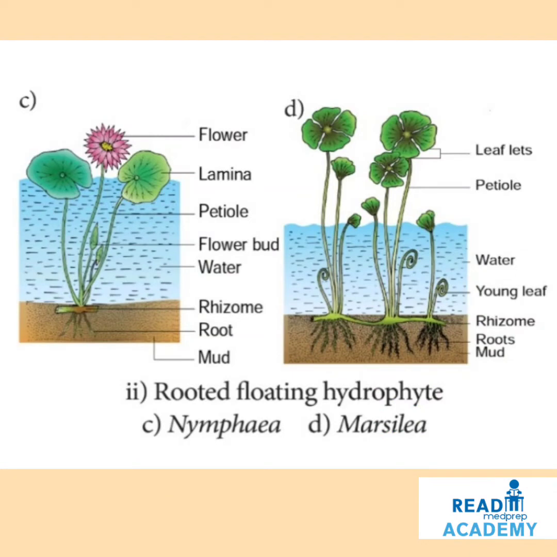Here in this image on the left side you can see the Nymphaea plant, which is a rooted floating hydrophyte having the flower above the water level, the lamina or the leaf and a long petiole. You can see the flower bud inside the water, and the plant is fixed to the soil by a rhizome and the roots. On the right side you can see Marsilea, where the leaflets are emerging above the water surface and small leaves arising in the water, and they are fixed to the mud by the rhizome and the roots.